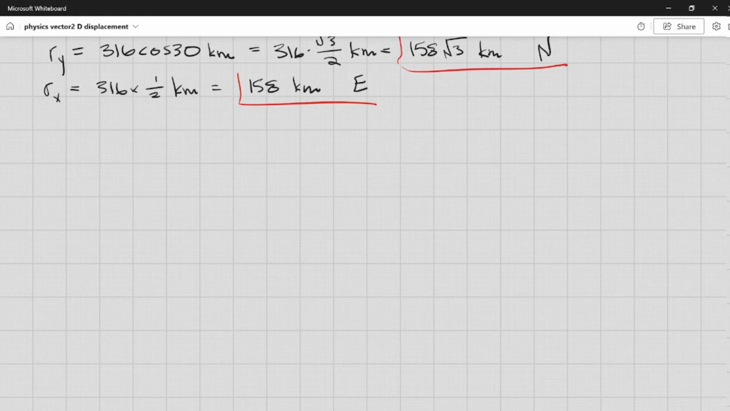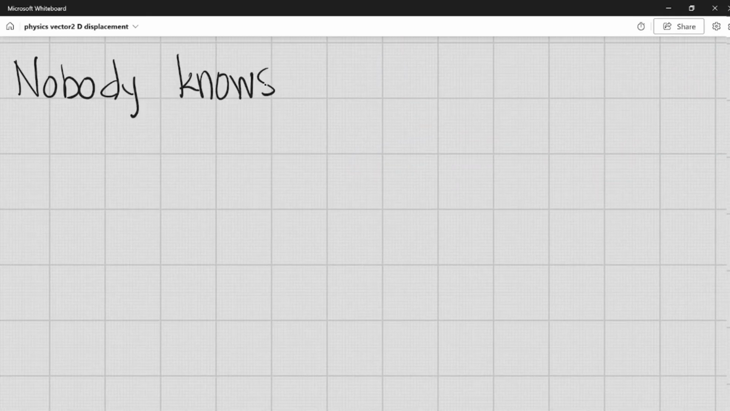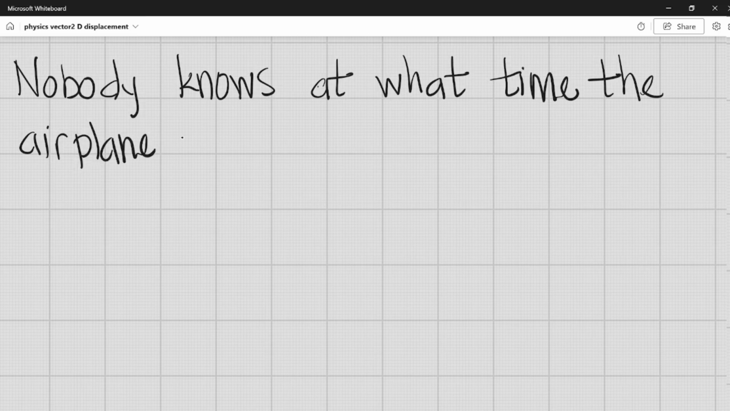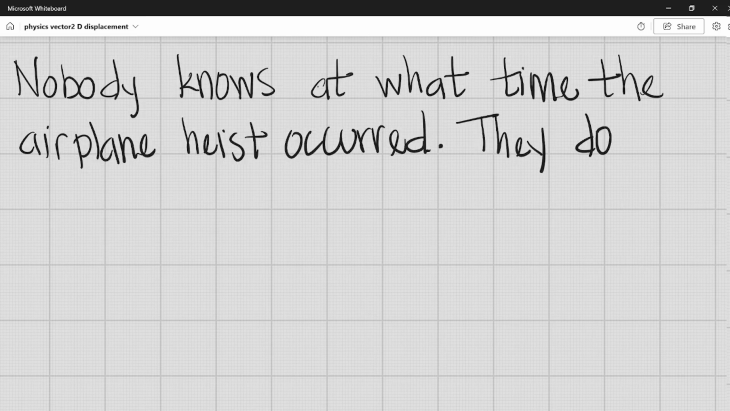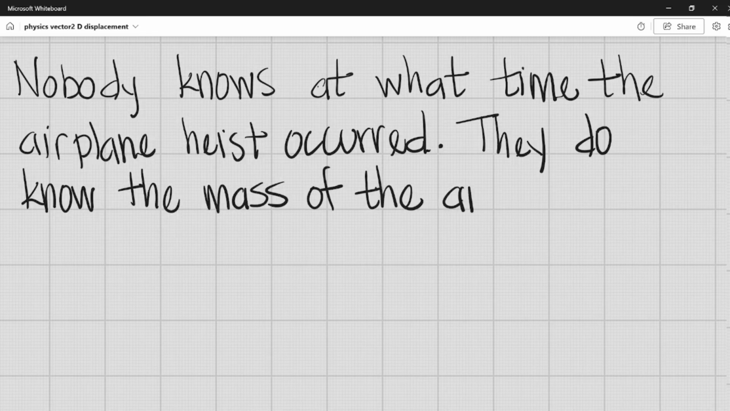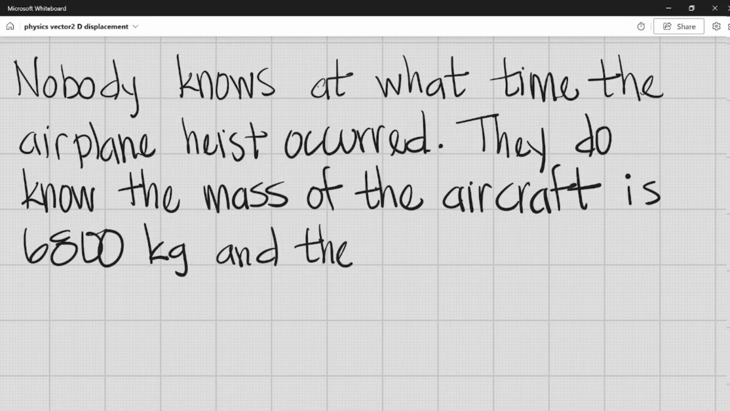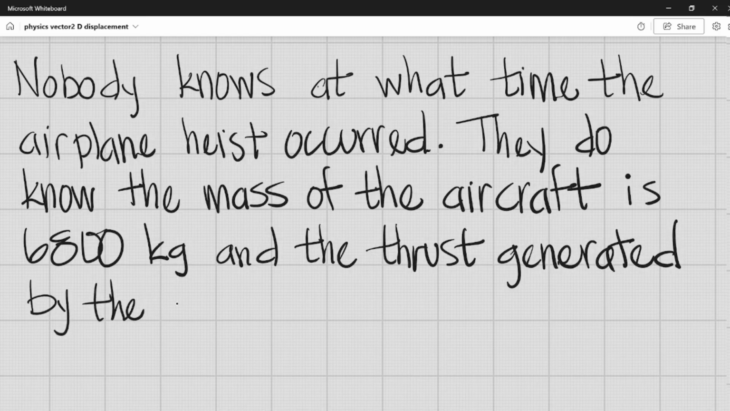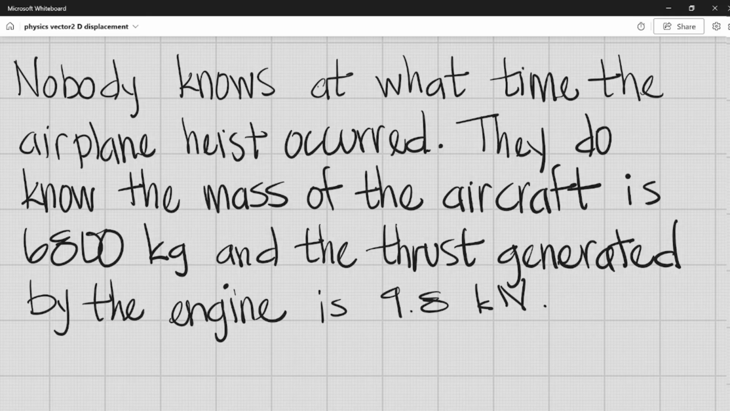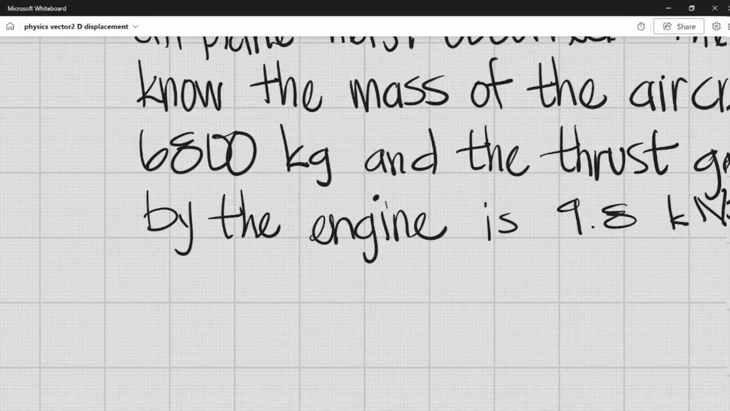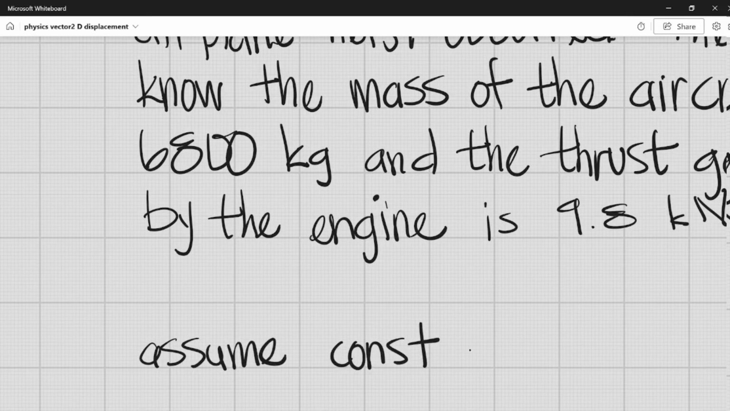One issue that we have is that nobody knows at what time the airplane thief departed. So we have information about the mass and the thrust generated, and we're also going to assume constant acceleration. This will allow us to employ our kinematic equations.